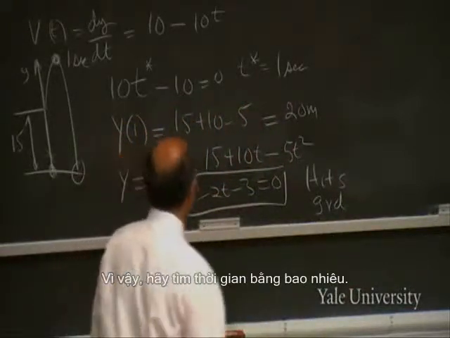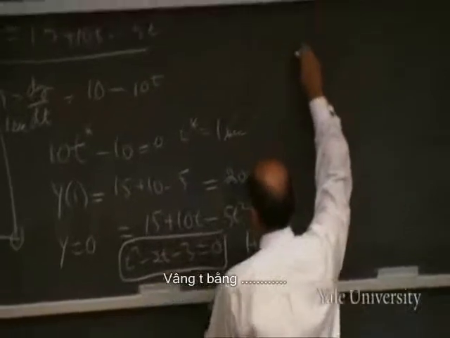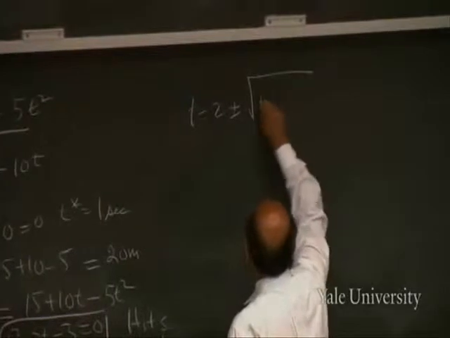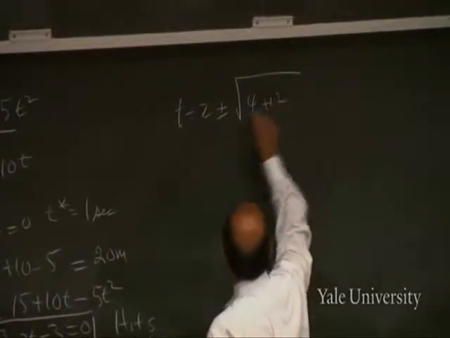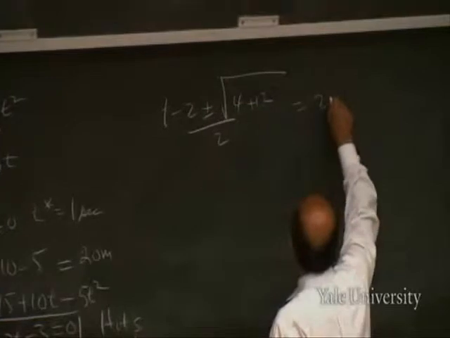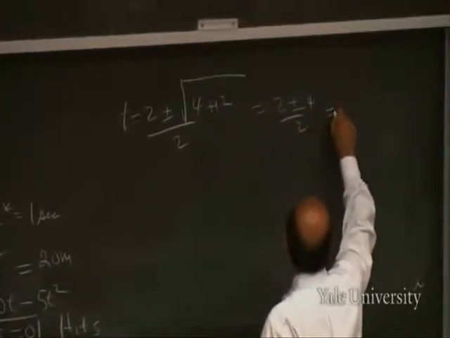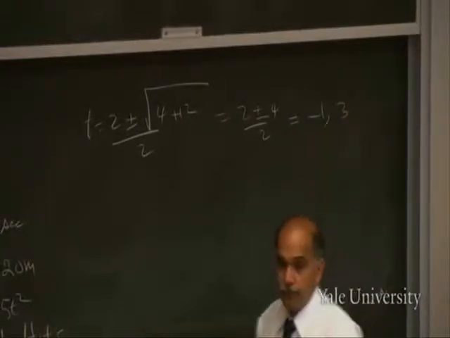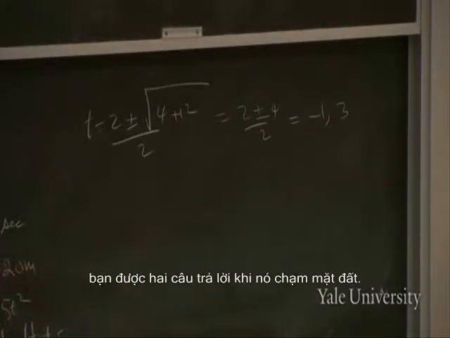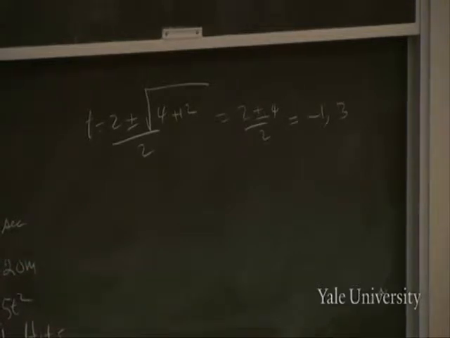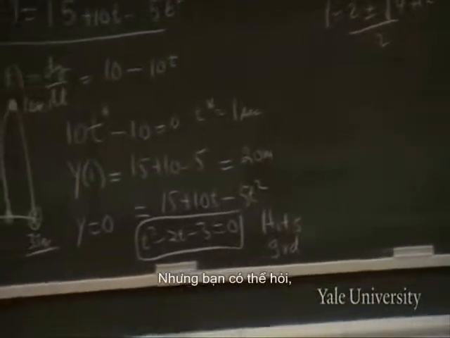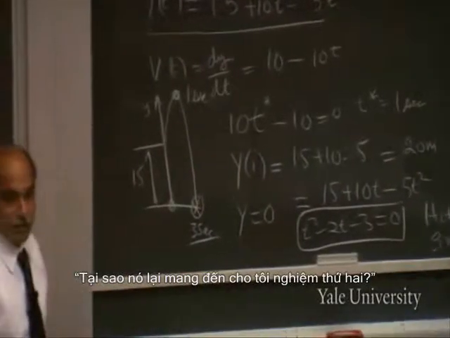So let's find out what the time is. So t is then 2 plus or minus the square root of 4 plus 12, over 2, which is 2 plus or minus 4 over 2, which is minus 1 or 3. Okay, so you get two answers when it hits the ground. So it's clear that we should pick 3. But you can ask, why is it giving me a second solution?